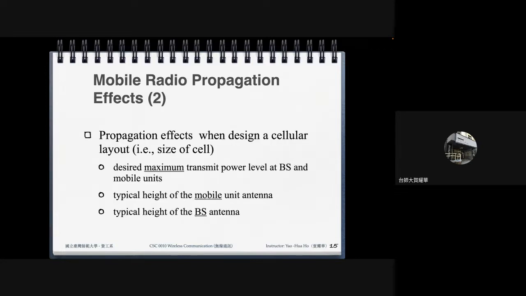Now, when you're designing a cellular layout, you usually have to take into consideration the propagation effects, which affect the cell size. So you want to have a desired, maximized transmission level at the base station and the mobile units. So usually you take into consideration the typical height of mobile units and the typical height of a base station.